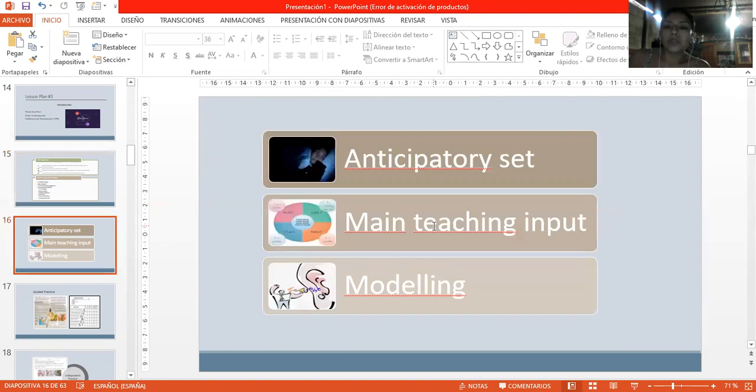So in the anticipatory set, I will play a YouTube video called The Old Man and His Grandson Story. And after the video ends, I will ask the students to describe the situations they saw during the development of the story.